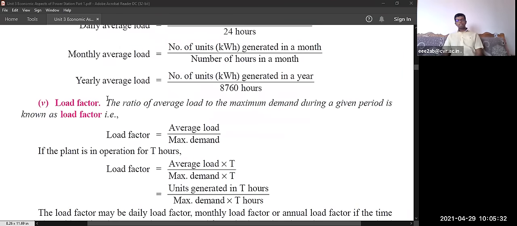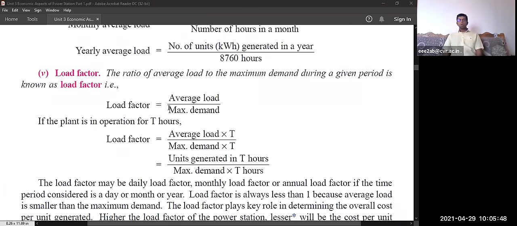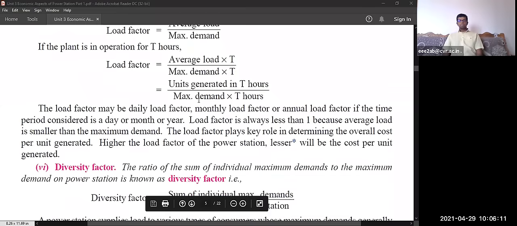Next, coming to the load factor. Load factor is nothing but the ratio of the average load to the maximum demand during a given period. That is called the load factor, the ratio of the average load to the maximum demand. Generally, the load factor is equal to average load into time, divided by maximum demand into time. That is nothing but units generated in hours divided by maximum demand into hours.